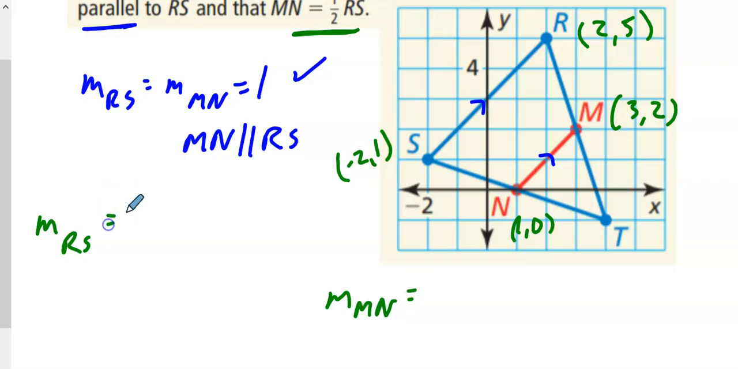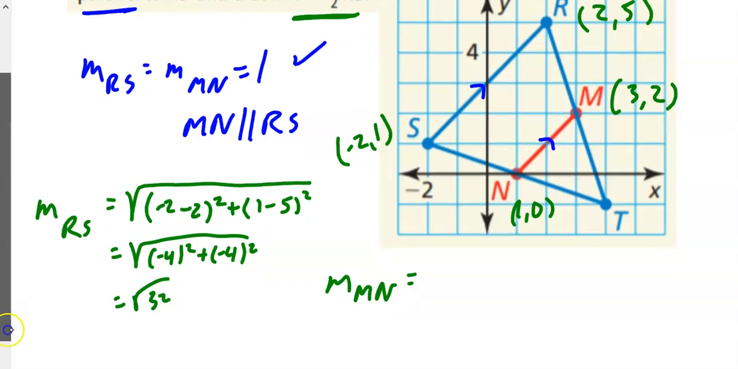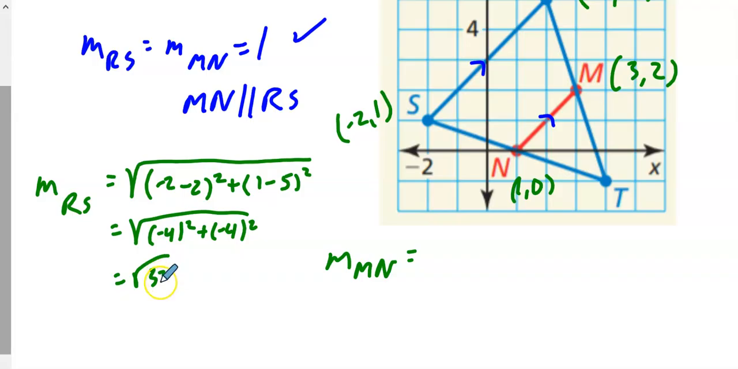We'll start with RS. So we'll do (-2 minus 2) squared plus (1 minus 5) squared. So that's (-4) squared plus (-4) squared. We're talking 16 plus 16, so the square root of 32. That is equal to the square root of 16 times the square root of 2, so that'd be 4 root 2.